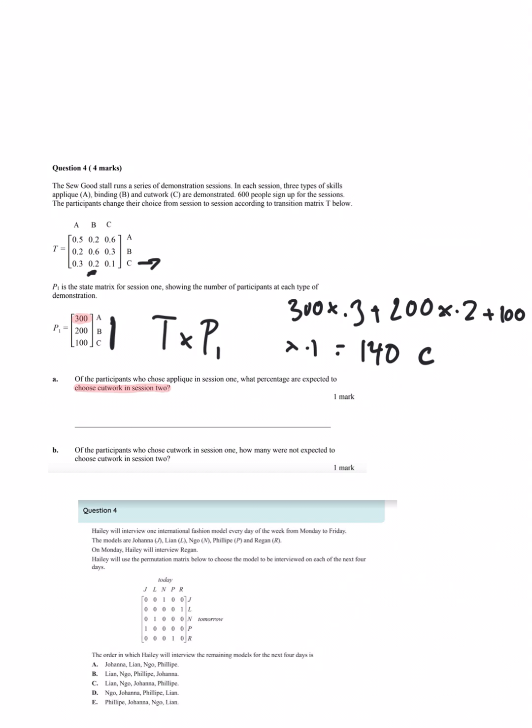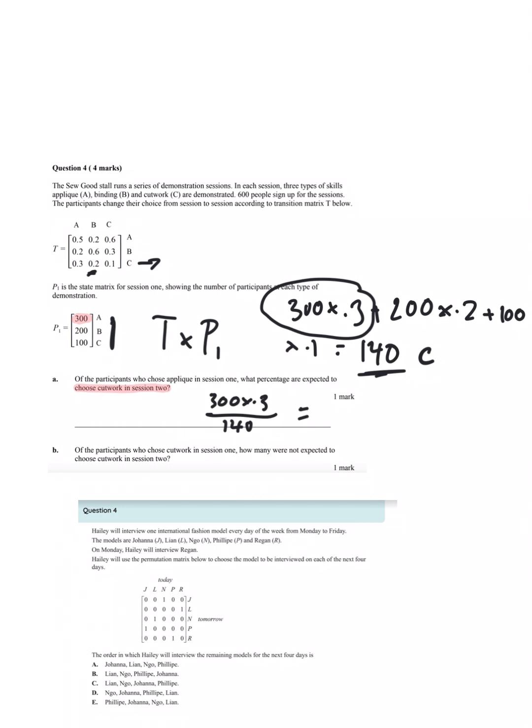Okay, so to answer the questions, of the participants who chose applique in session 1, what percentage are expected to choose cut work in session 2? So we've got our applique part here. That's that 300. Okay, so they're going to contribute 30% towards this total of the 140. So it's essentially asking, like, of our 140 that are doing cut work too, what percentage came from the applique part?